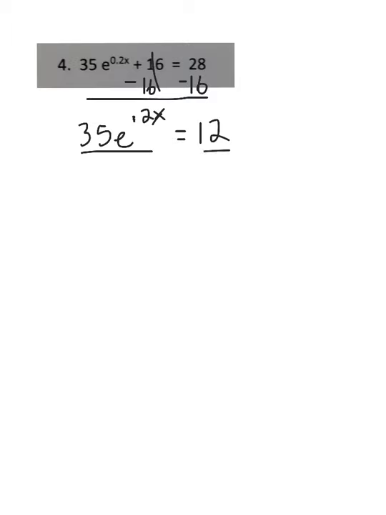I would get rid of that 35 by dividing it, since it's being multiplied right now. And that's going to give me e to the 0.2x equals 12 over 35. Don't worry about making that a decimal, just leave it. It's more accurate if you leave it and don't make it a decimal and round stuff when you're not supposed to round.